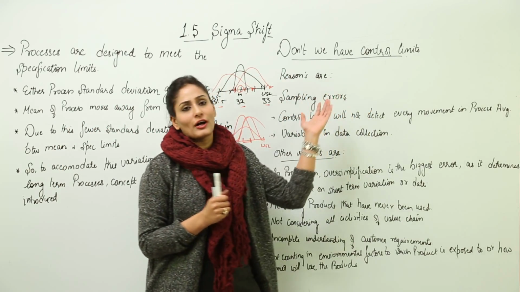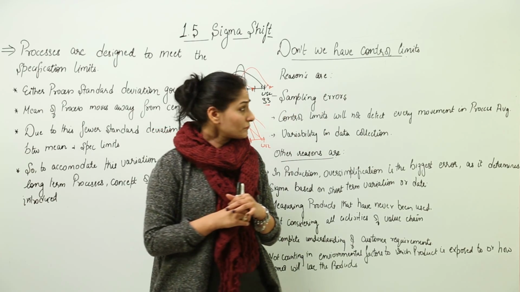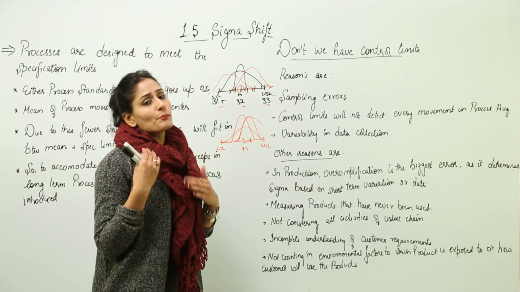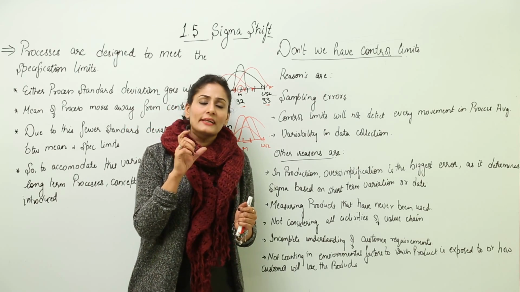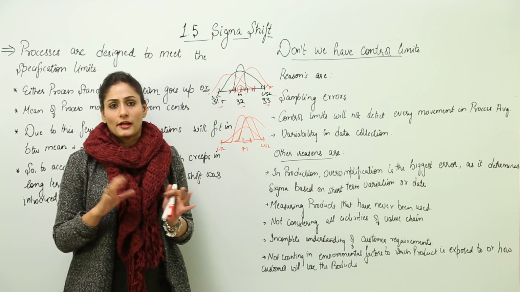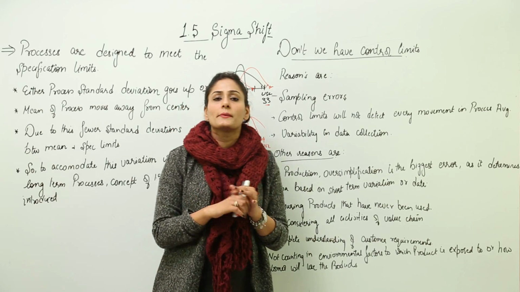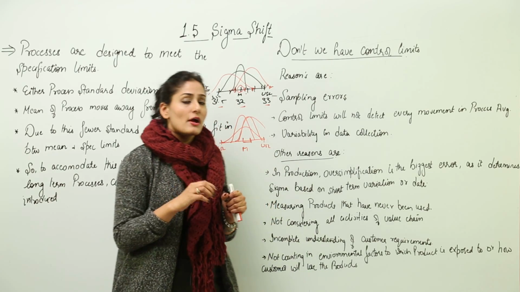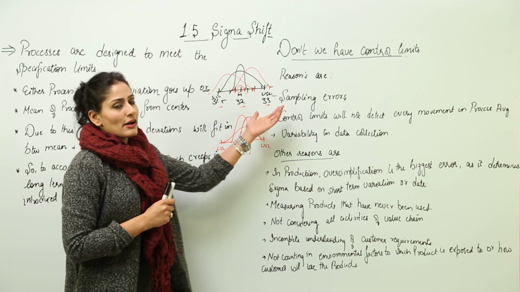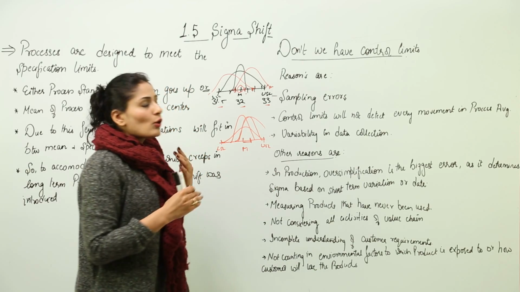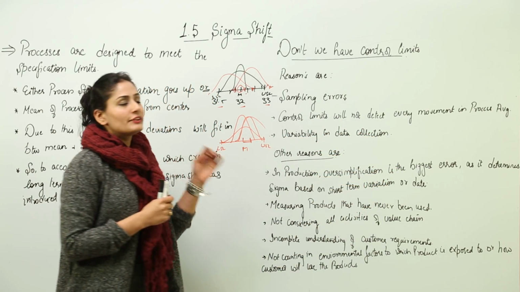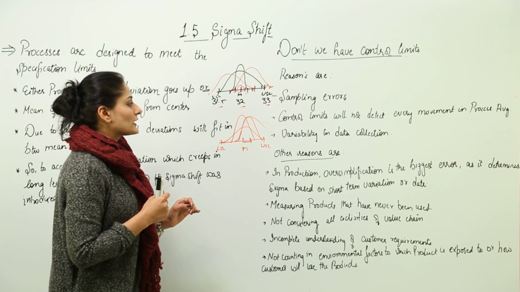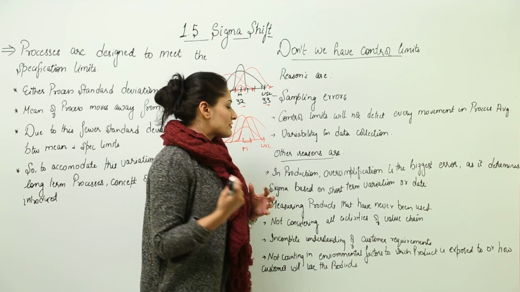And these control charts can handle all the variation. I won't go into much detail about why these are not sufficient, but the only thing I would say is that they are not enough. The control charts or the control limits are not enough. The reasons are there are sampling errors, control limits will not detect every movement in the process average, there would be variability in the data collection, and then other reasons are also there.